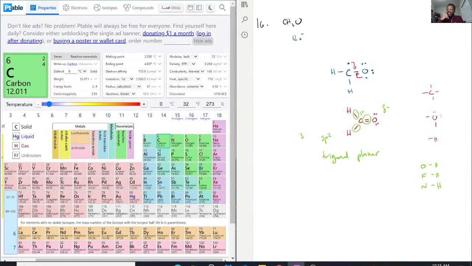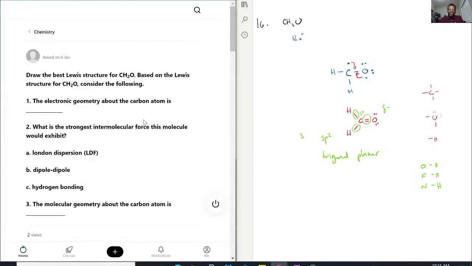So because of that, the molecule is polar, and because it's polar, it would exhibit dipole-dipole interactions when these CH2Os pass each other. The more negative oxygen side will be attracted to the more positive carbon side. With that being said, dipole-dipole is stronger than London dispersion, so the strongest force here would be dipole-dipole.